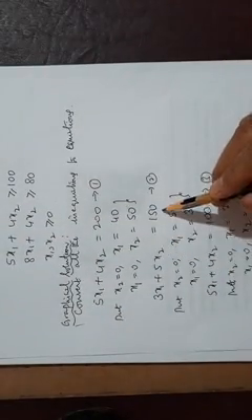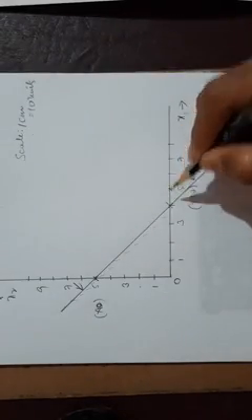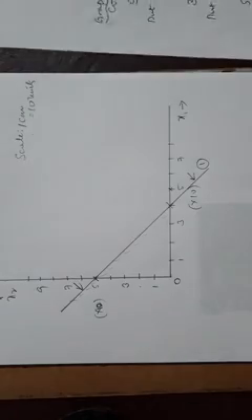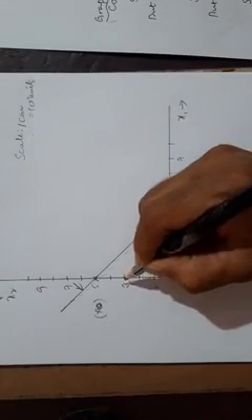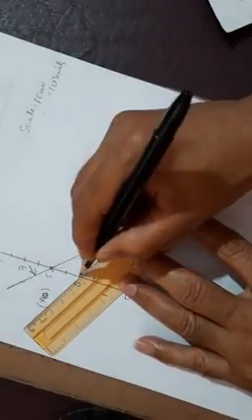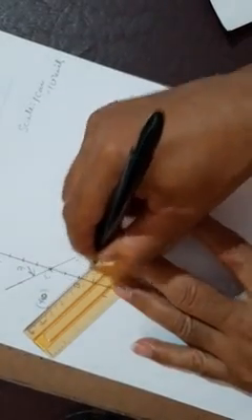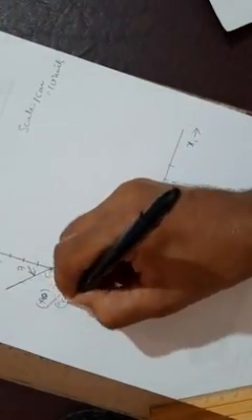Similarly, for the second constraint, we have 3x1 plus 5x2 equal to 150, with x1 equal to 50 and x2 equal to 30. So x1 is 50, x2 is 30; this is 10, 20, 30. This is the point. So I'll be able to connect these two. So that is line 2. Mark here, line 2.